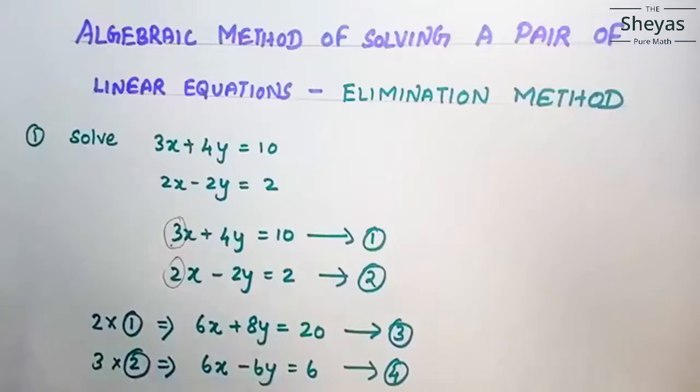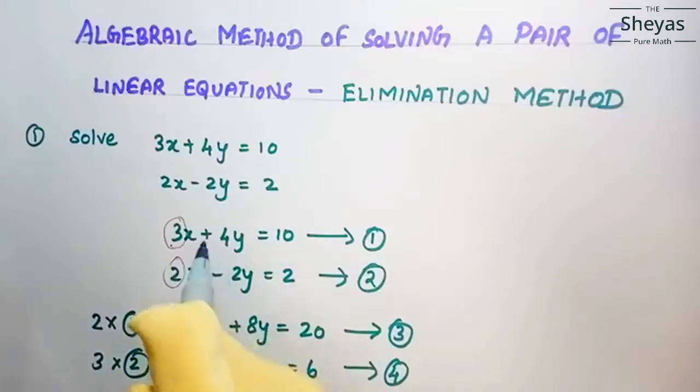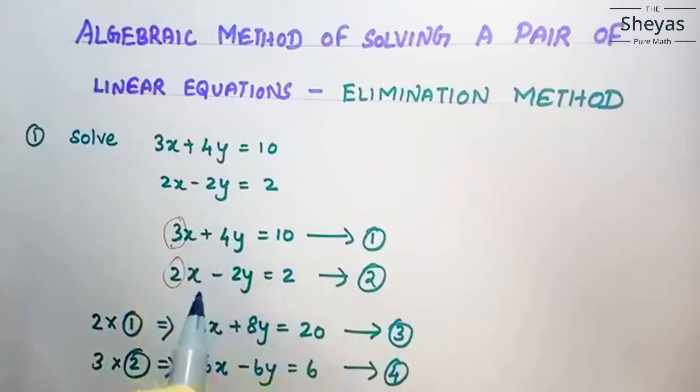You can also do it another way. What is the other way? You can multiply the second equation with 4 and the first equation with minus 2 or plus 2. In that case, the y will get eliminated and you will get the value for x. But if I do it like this, x will get eliminated.